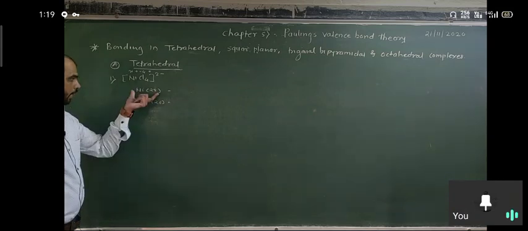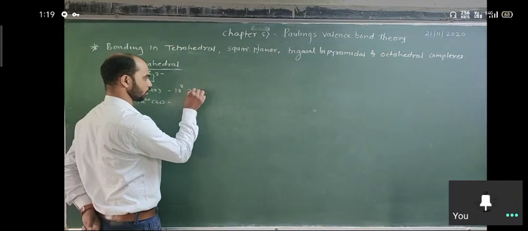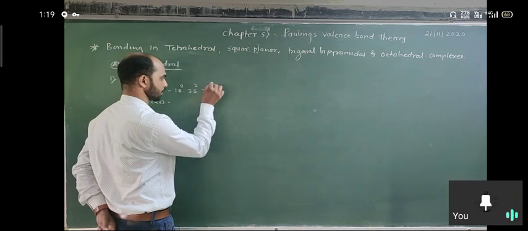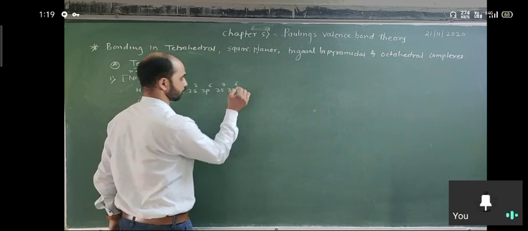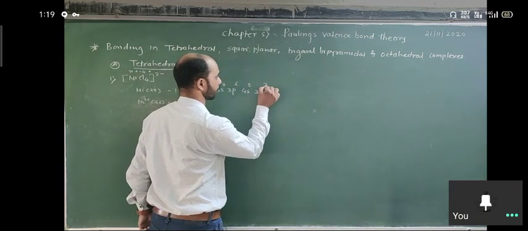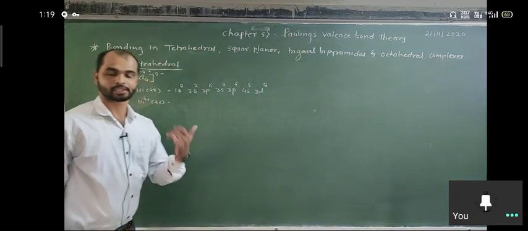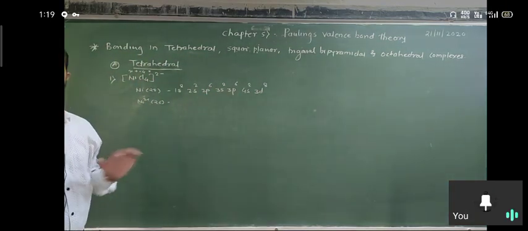Okay, so Ni 28. You start from 1s2, 2s2, 2p6, 3s2, 3p6, then 4s2, 3d8, not 4p. 3d comes before 4p according to the Aufbau principle.